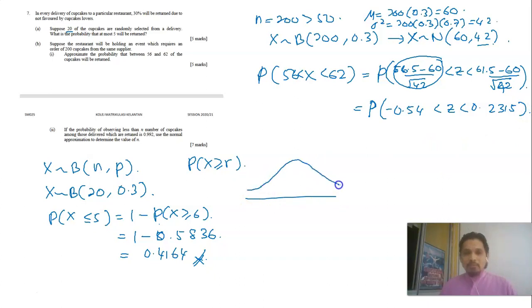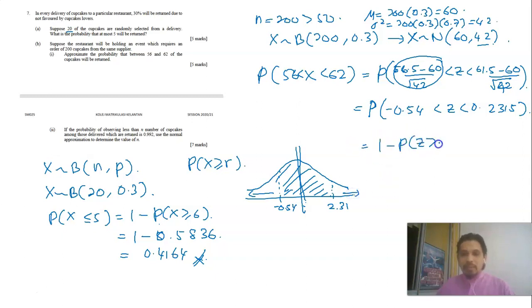So now, for the normal distribution, this is the middle line here, where we have negative 0.54 and 2.31. So this is a probability, and we are going to find it from here and here. It is 1 minus the probability of z greater than 0.54 minus the probability of z greater than 0.2315. You just find these from your books.